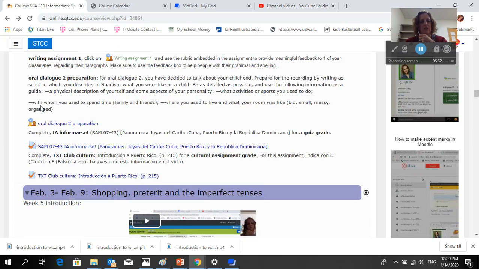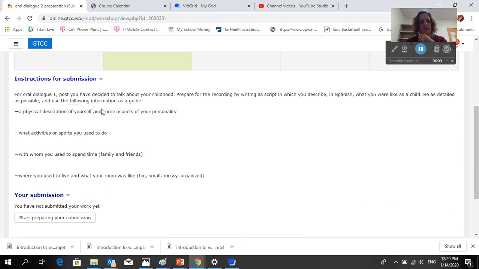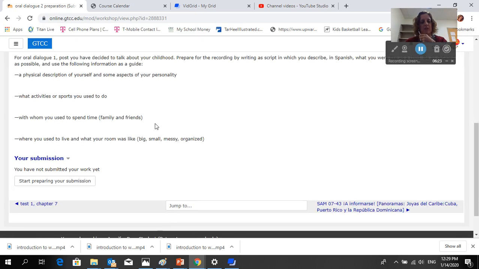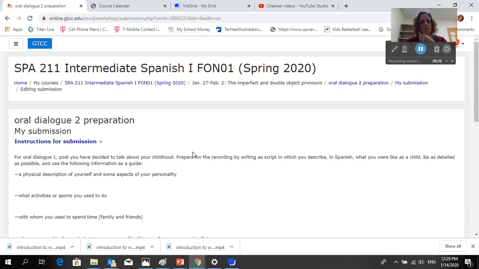For oral dialogue 2, we're getting started. You've decided to talk about your childhood. Prepare for the recording by writing a script. So you'll open up oral dialogue. This is the first phase. So for oral dialogue 1, you have decided to talk about your childhood. Prepare for the recording by writing a script in which you describe in Spanish what you were like as a child. Be as detailed as possible and use the following information as a guide. So you need to talk about what you look like, some aspects of your personality, what activities or sports you used to do, with whom you used to spend your time, where you used to live, and what your room was like. So when you're ready, you'll hit start preparing your submission.